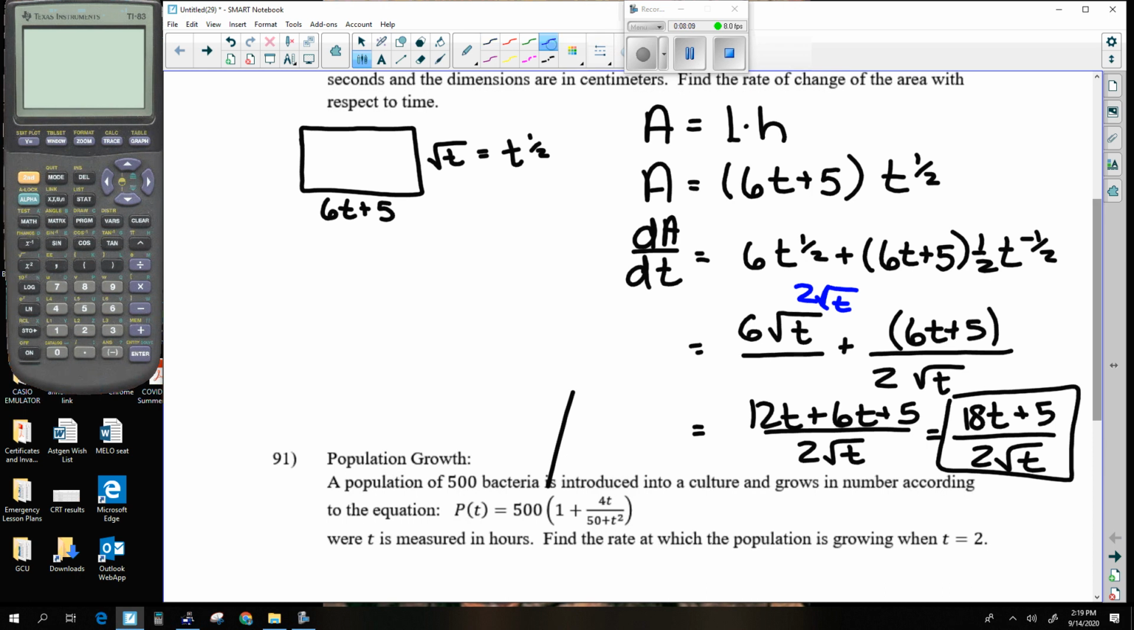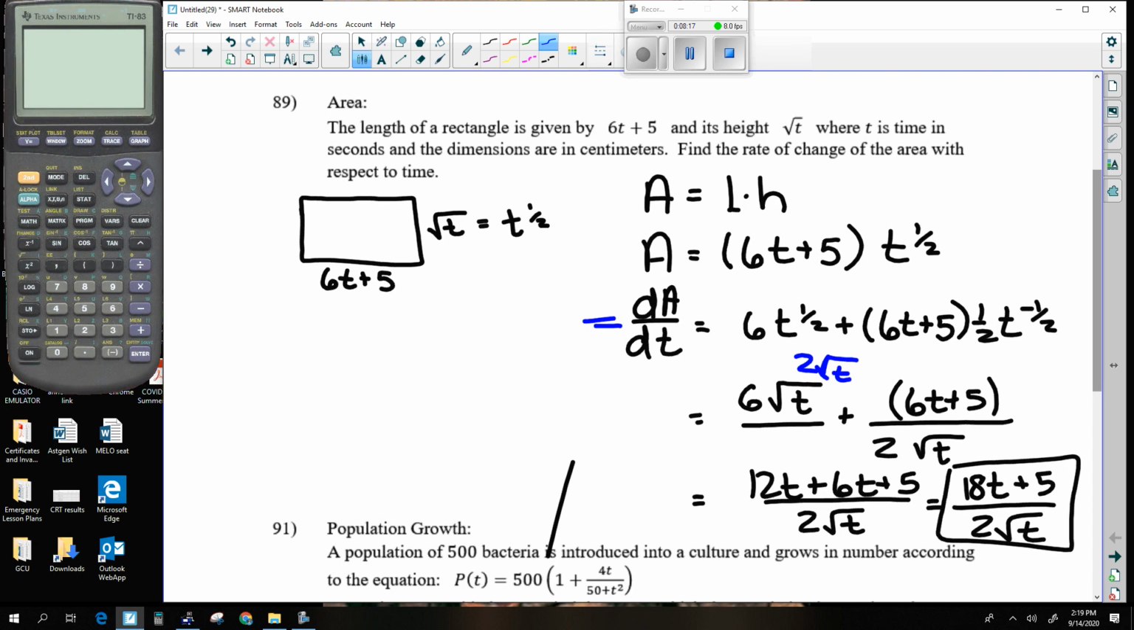And the label on this is just what this derivative is representing. So area is, in this case, centimeters squared, that's an area, over time, and I believe this was in seconds or something like that. So its end-all be-all label would be centimeters squared over seconds.